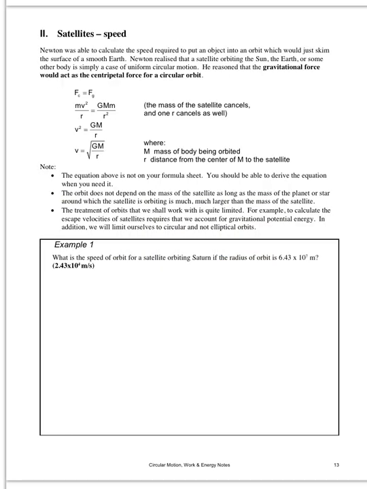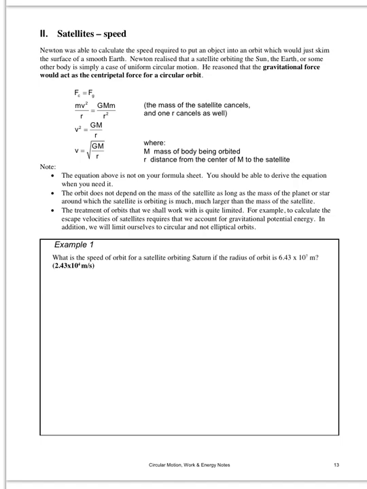All right, so Newton was able to calculate the speed required to put an object into orbit, which will just skim the surface of a smooth Earth. Newton realized that a satellite orbiting the sun, the Earth, or some other body is simply a case of uniform circular motion. He reasoned that the gravitational force would act as the centripetal force for a circular orbit.